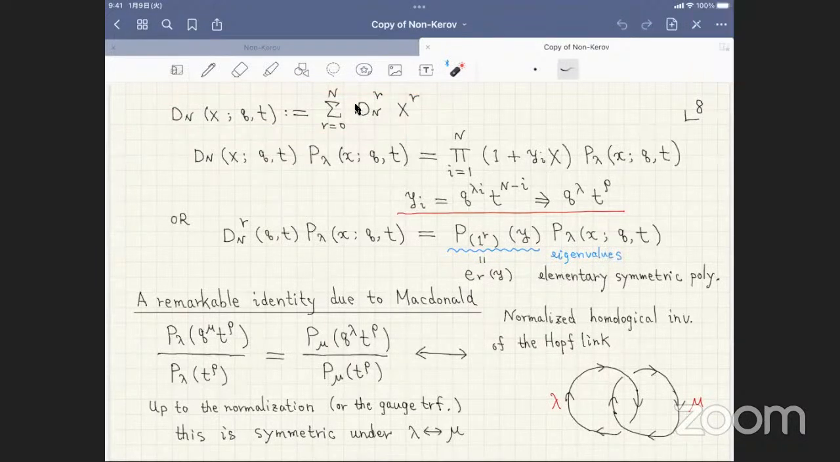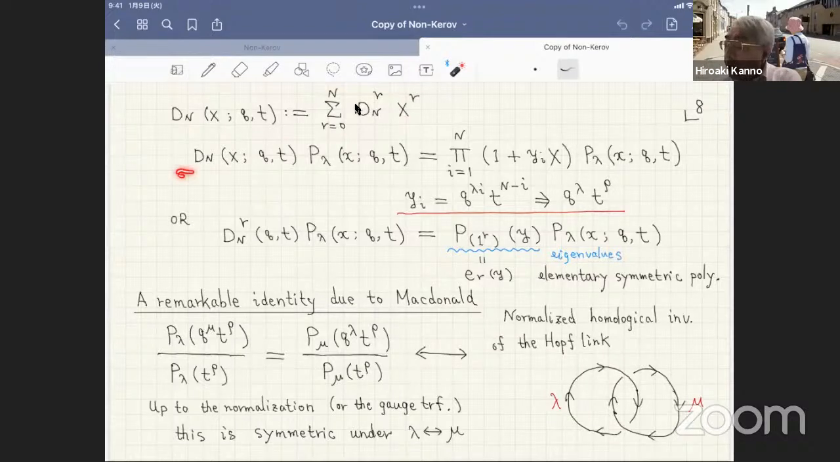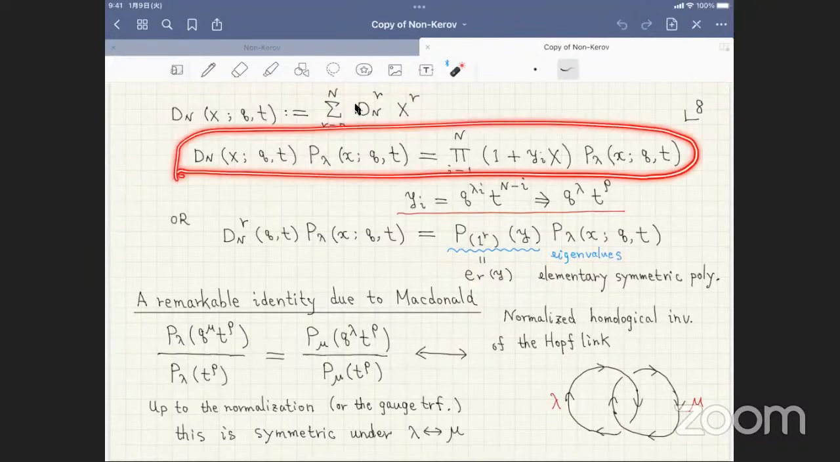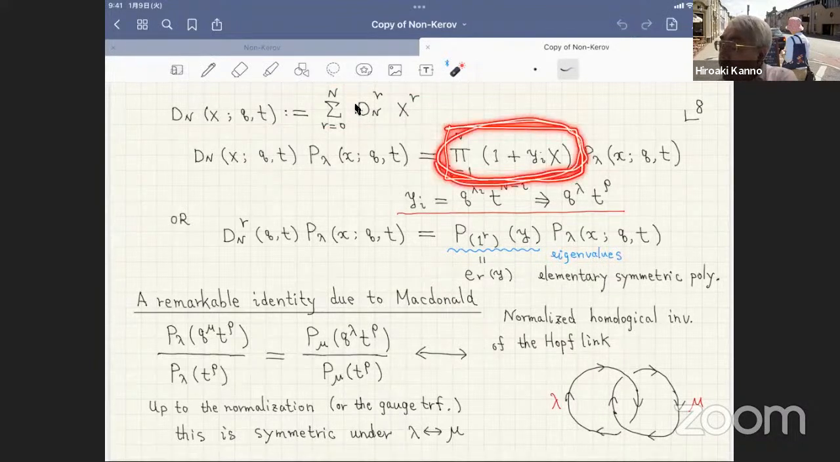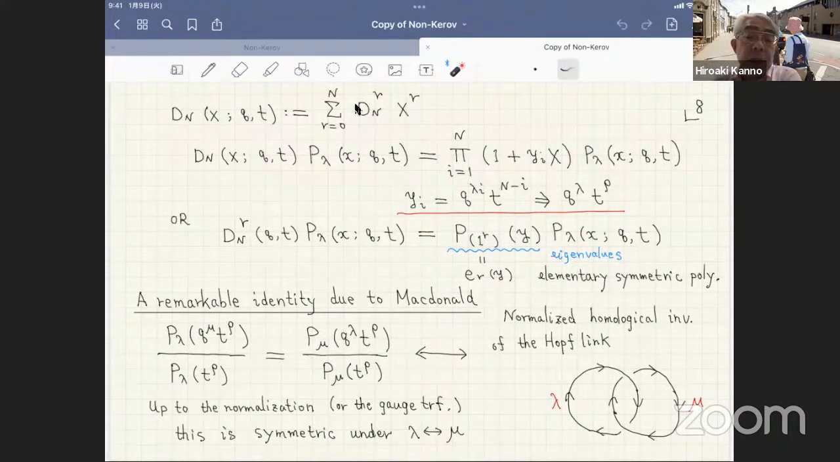Then we have this kind of eigenvalue property. So recall this X is the indeterminate of this family of commuting Hamiltonians. So the eigenvalues are here. Expanding this in capital X, we see what is the eigenvalue for each commuting Hamiltonian, D_r.